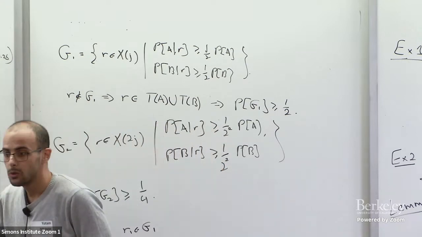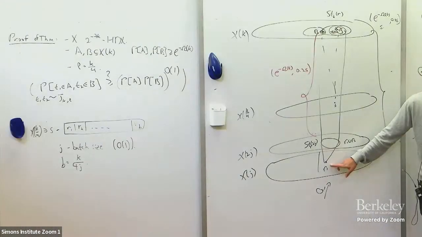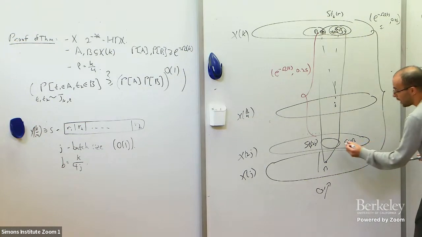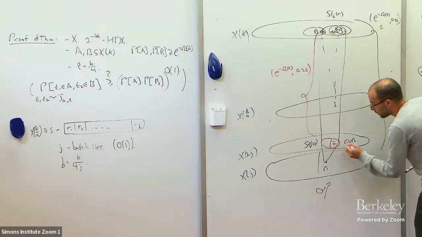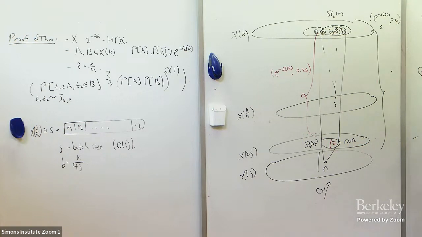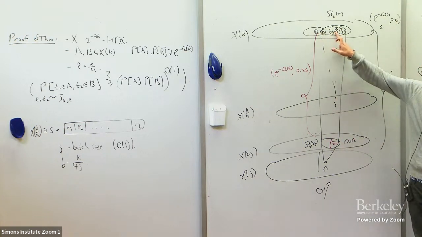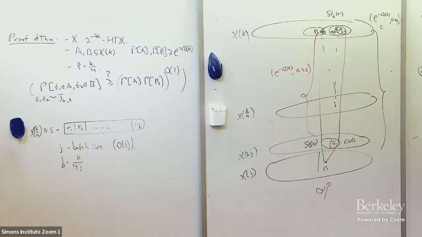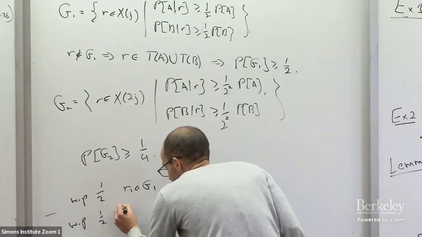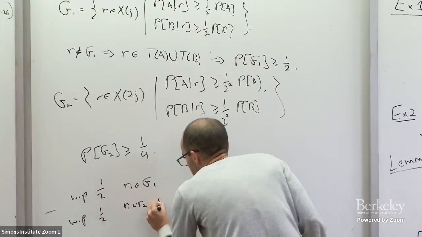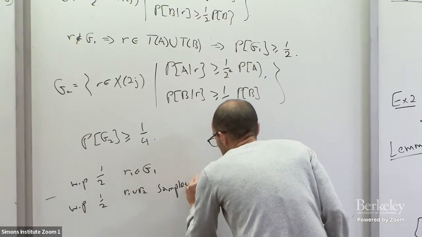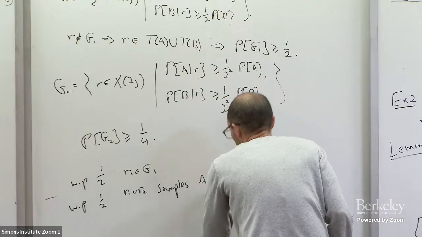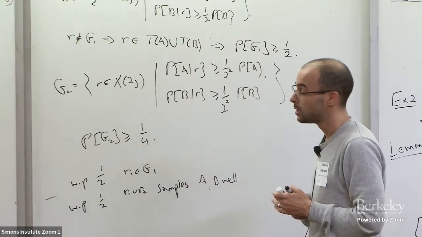What about R2? Well, here I use sampling. Given that R1 was in G1, we know that half of the R1, R2s inside here sample A and B really well with respect to their size inside the R1 star, which is at least half their original probability. So probability another half, R1 and R2 samples A and B. So this is roughly it.